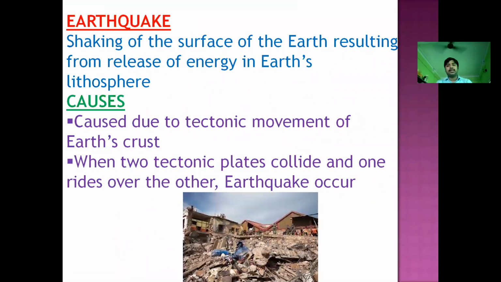So what is earthquake? The shaking of the earth surface. What is shaking of the earth surface? It means shaking of the non-living things, means shaking of the bridges, shaking of the buildings, shaking of the pens, shaking of the pencils. All these are a result of earthquake.